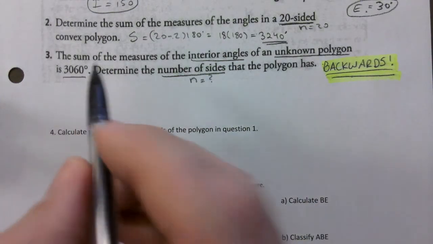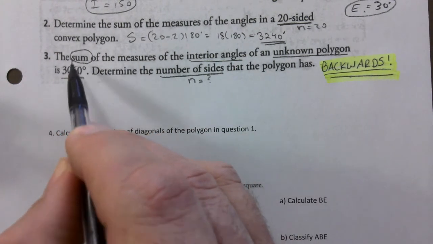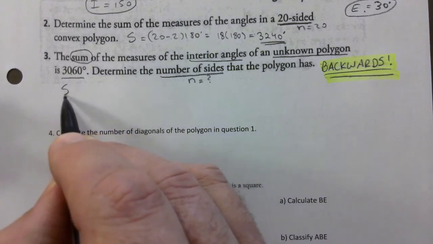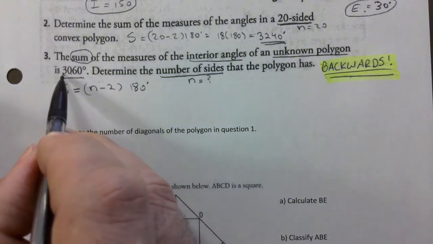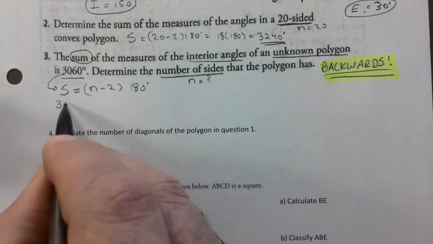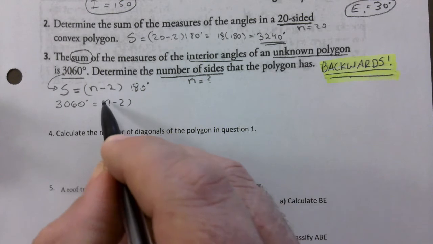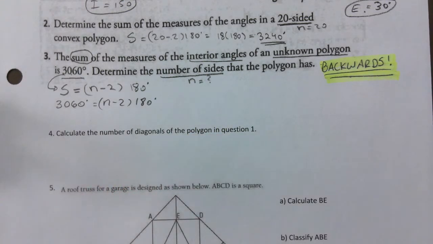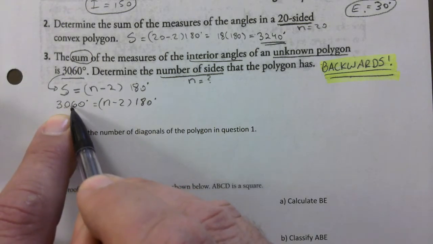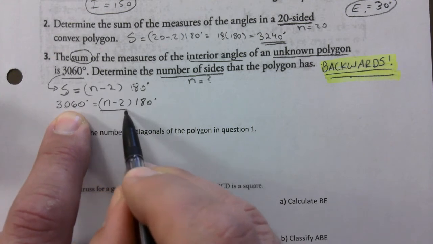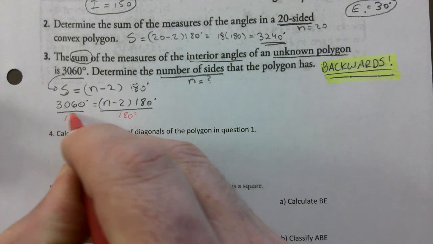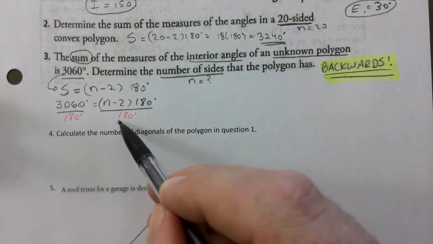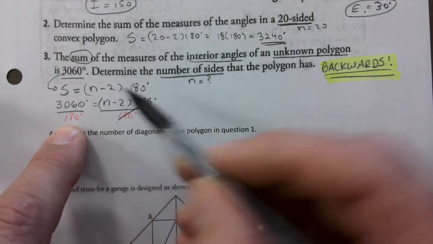Because we're talking about the sum, it's saying that S is equal to that. So that's the formula you start with. Let's start with a formula only, and then we plug in this value for S. So this should be 3,060 is equal to n minus 2 times 180. You substitute in. Does that make sense, that part? Because we know this in this case, so we just replace it. And now what would we do? We want to divide both sides by 180. It's very important that you get rid of the 180 here because that cancels. If you do the same thing to both sides, you're not altering that equality.